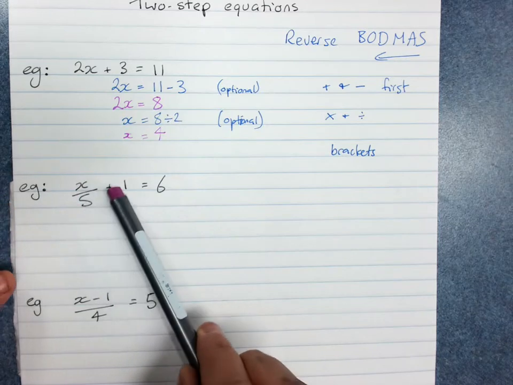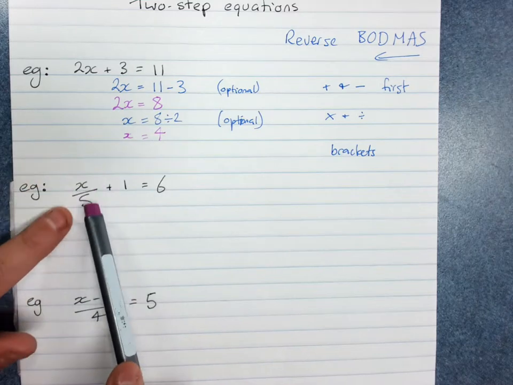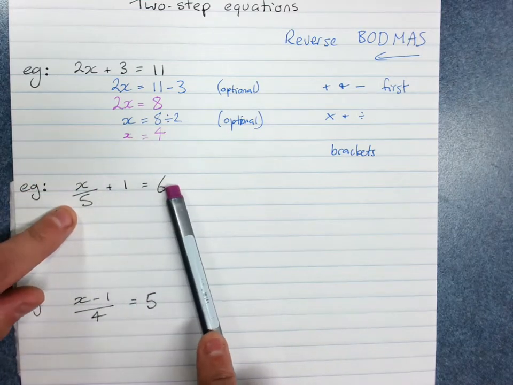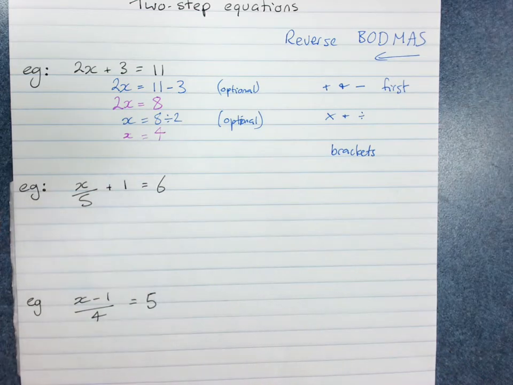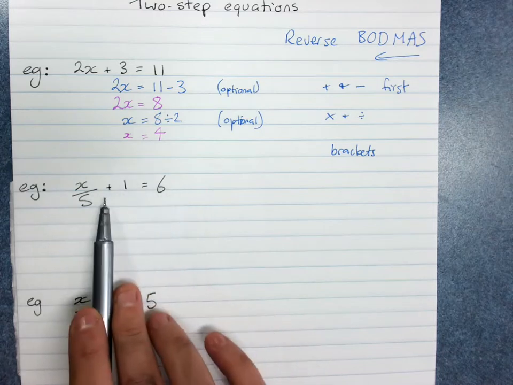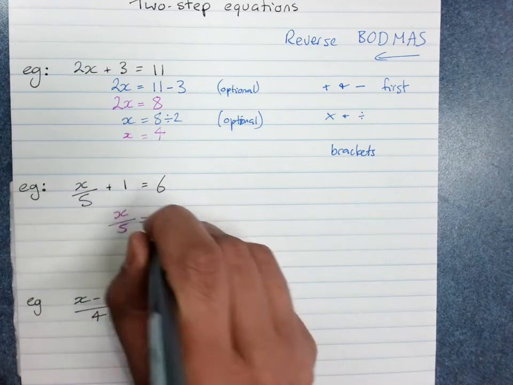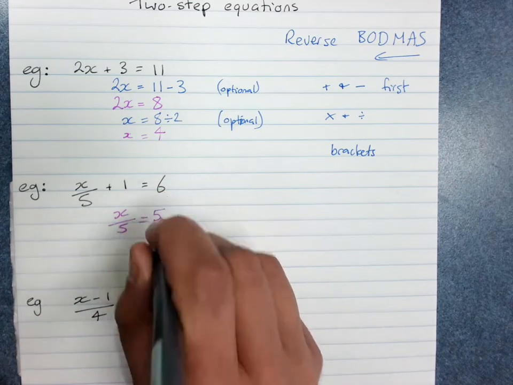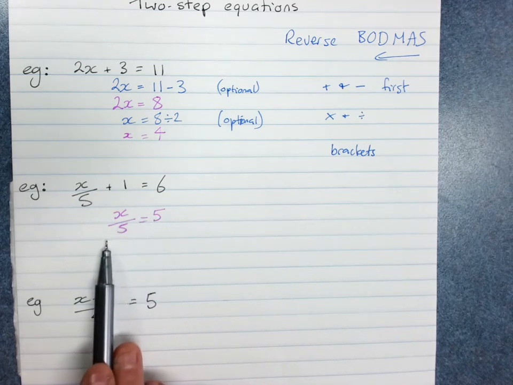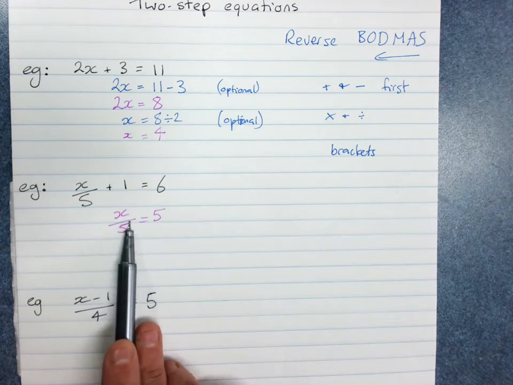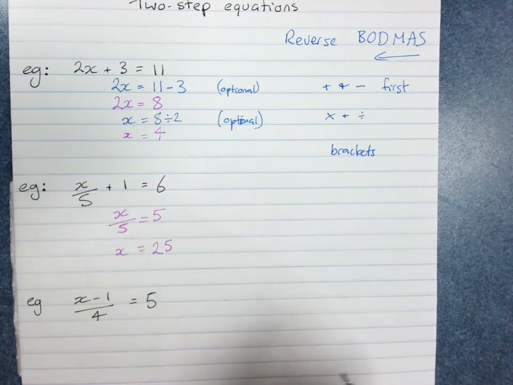x divided by 5 plus 1 equals 6. So remember, that's like saying I'm thinking of a number, I divided it by 5, then I added 1 and I got 6. So to reverse that, reverse order of operations, we'll deal with this plus 1 first. We'll subtract 1 from both sides. I'll be left with x divided by 5 over here, and 6 minus 1 is 5. Now be very careful here. x divided by 5 is 5. So to get rid of a divide by 5, we multiply by 5 to get x equals 25.